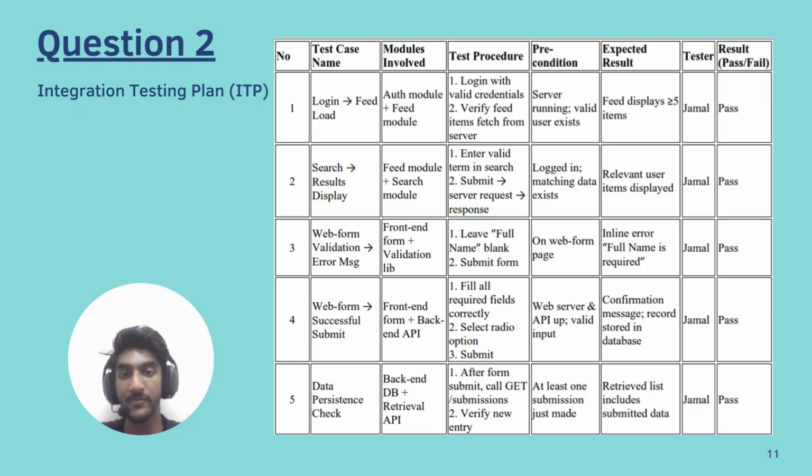For number 2, we have search and result display. The modules involved are feed module and search module. The test procedure is enter valid term in search. Next, submit the request and the server will receive the request and then it will respond to the received request. The preconditions are logged in and matching data exists. The expected results are relevant user items displayed.